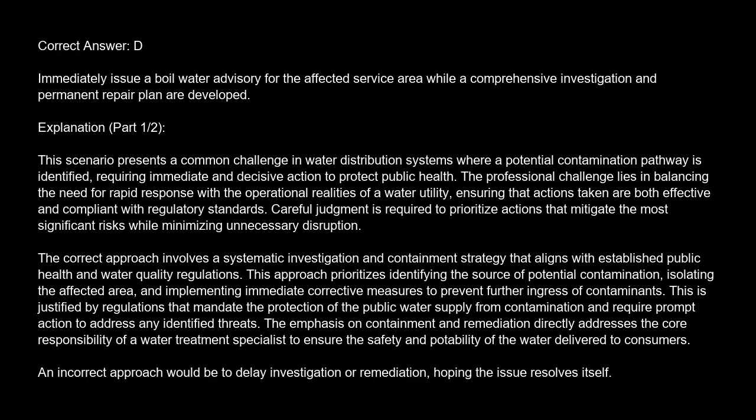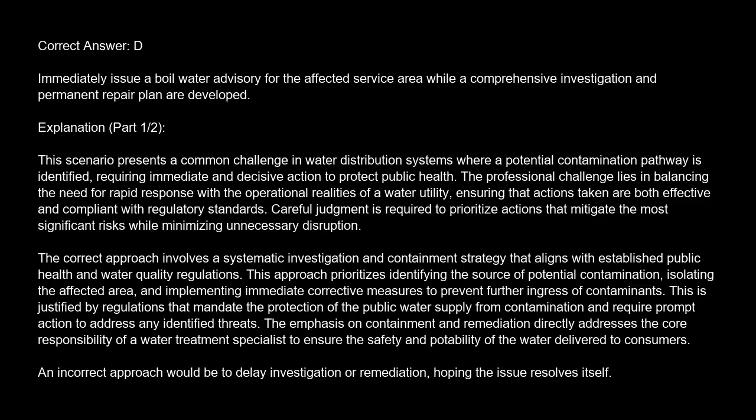The professional challenge lies in balancing the need for rapid response with the operational realities of a water utility, ensuring that actions taken are both effective and compliant with regulatory standards. Careful judgment is required to prioritize actions that mitigate the most significant risks while minimizing unnecessary disruption. The correct approach involves a systematic investigation and containment strategy that aligns with established public health and water quality regulations.